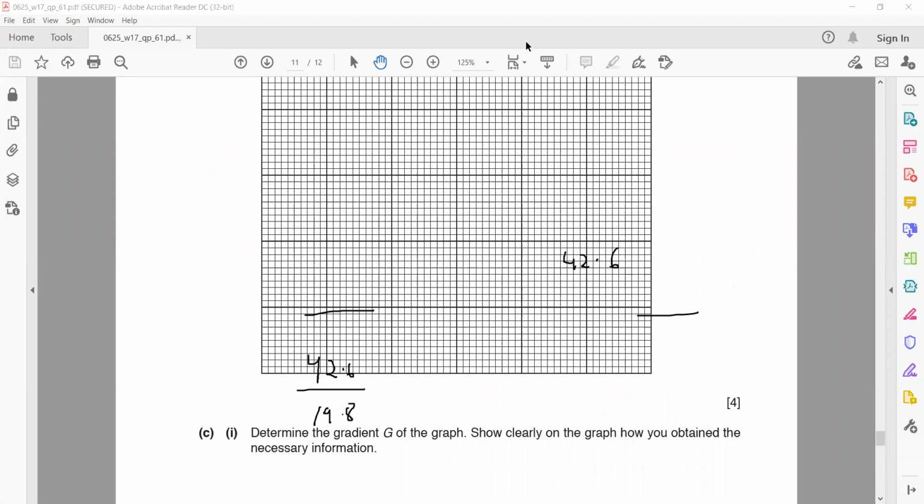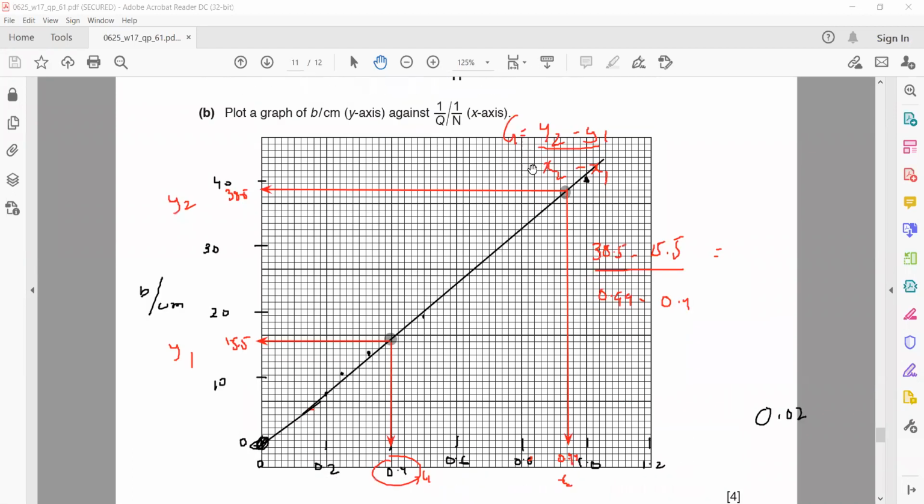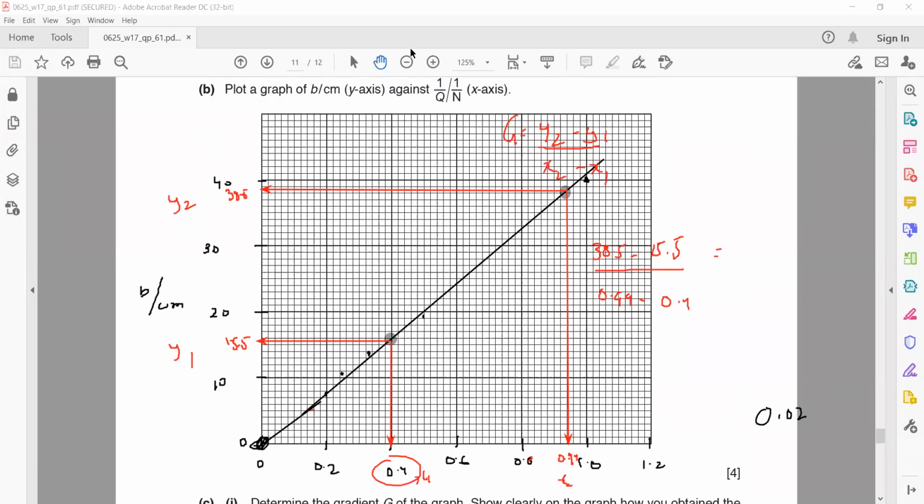The units of the gradient is always the quantity on y-axis divided by quantity on x-axis. So which quantity was there on y-axis? Centimeter. And which quantity was there on x-axis? That is 1 over Newton. So what will be the unit of the gradient? The quantity on y-axis divided by quantity on x-axis.